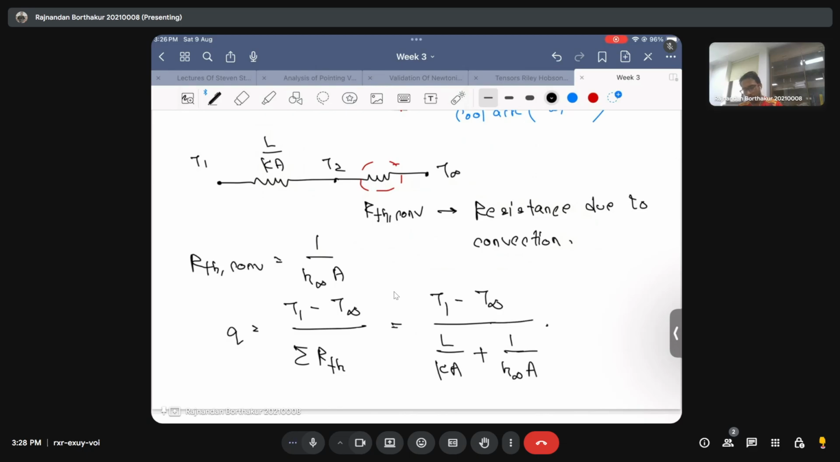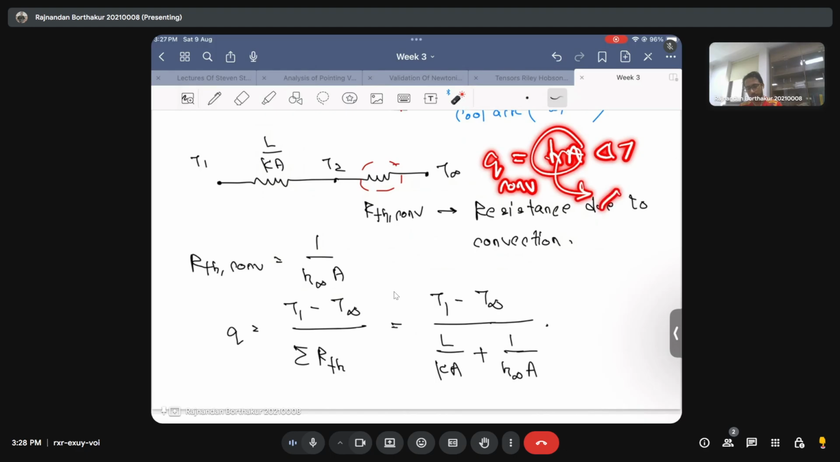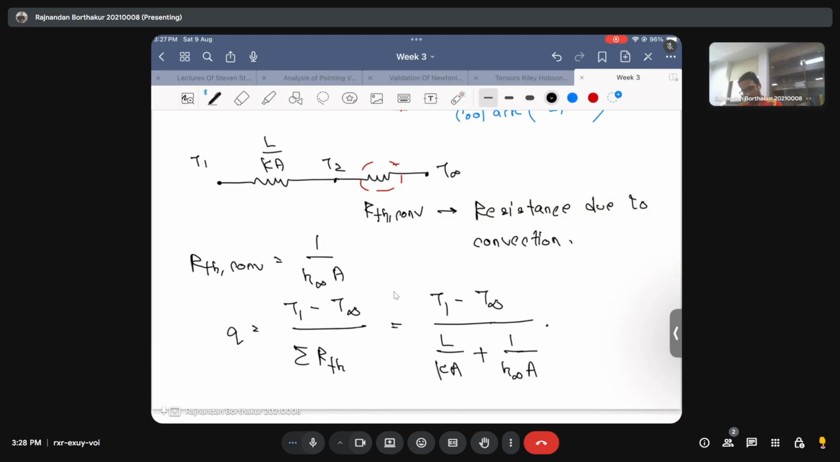If you have a closer look, this 1 by hA, or 1 by h-infinity times A, comes from Newton's law of cooling itself, because we know that the rate of heat transfer due to convection is hA times delta T. So you bring this to the denominator, then it becomes delta T divided by 1 upon hA, and this is typically the rate of heat transfer due to convection. That's how it becomes the convection resistance, which takes the form 1 by hA.